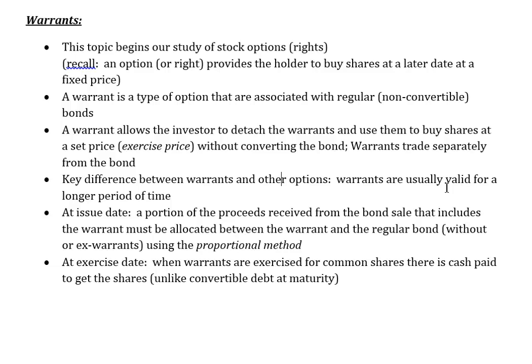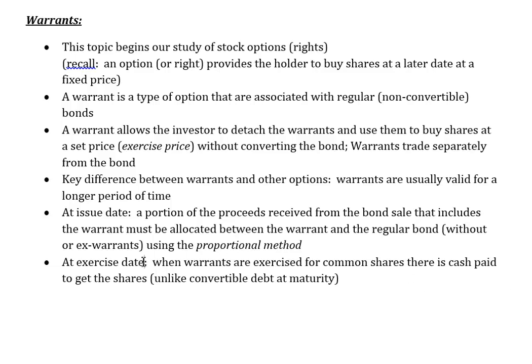So now, at the issue date, how do we record the warrant? Well, because the warrant is associated with the bond, at the issue date, what we need to do is allocate the proceeds that we got for the bond with the warrant. We have to allocate them using the proportional method between the warrant itself and the bond. And when we say bond, we mean a regular bond without the warrant, or ex warrants.